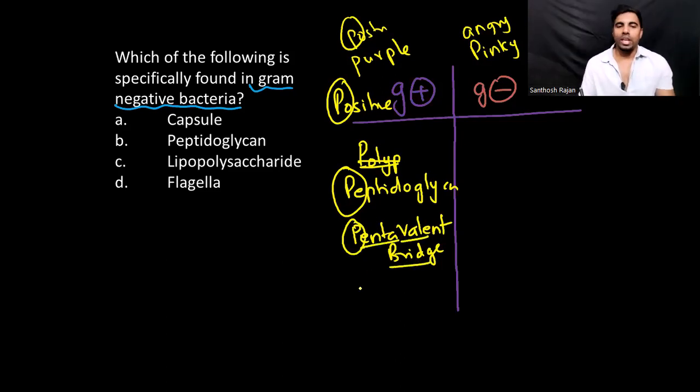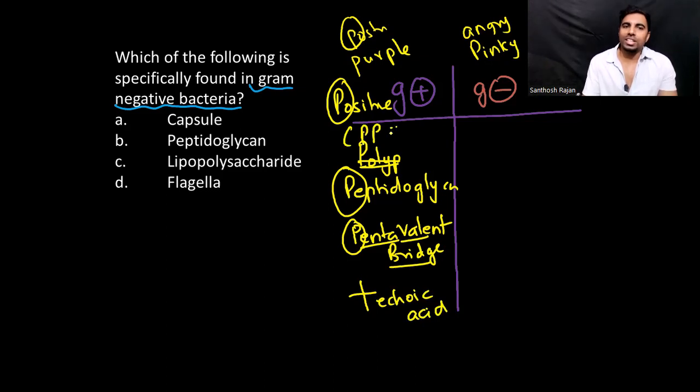We have a positive man. Ek aur hai, teichoic acid. Teichoic acid is the T for positive. Teichoic acid, remember like that. Okay. Some people remember it as PPT, PPT yaad kar sakte ho. PPPT. Even if you forgot, also PPT, ye yaad karo, T is like a positive.